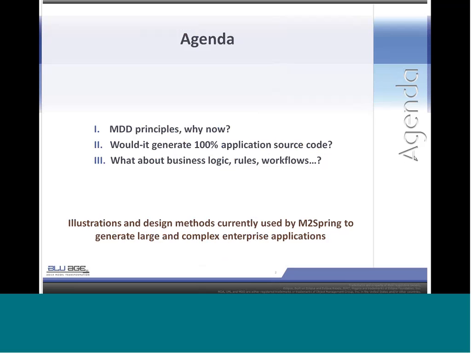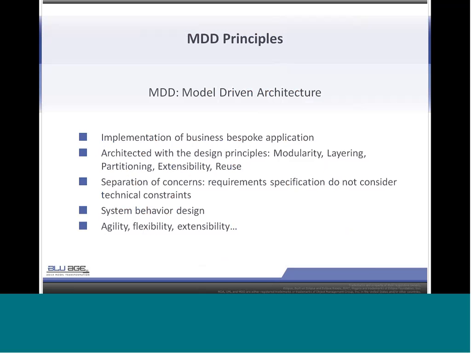And we'll illustrate all these design methods with the M2 Spring product to generate Spring enterprise applications and enhance the standard project description, specifications, etc. So the model-driven principle is about generating all the source code of target enterprise applications from models. Models will specify all the business specification requirements, business logic, business rules, and workflows, and the product implementation for the model-driven architecture will generate the source code of the application.